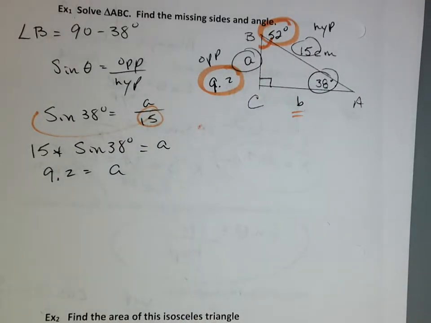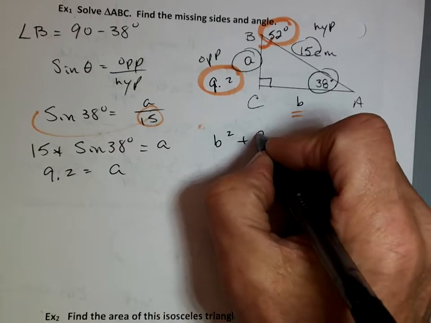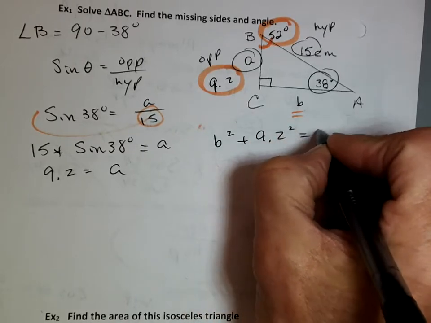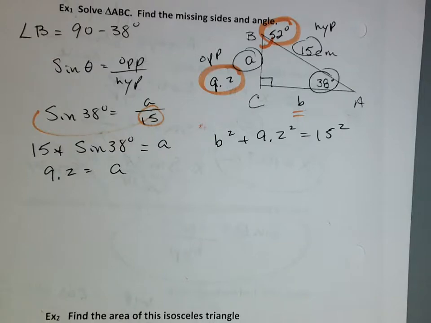Does not matter to me. So which way? Quinn, what do you want to do? Do you want to do cosine, sine, or Pythagoras theorem? Pythagoras theorem, there you go. So let's go b squared plus 9.2 squared equals 15 squared, right? Or Zoe, why don't you do the same thing but do sine of 52? Caleb, why don't you do cosine of 38? We should all get the same answer, right?